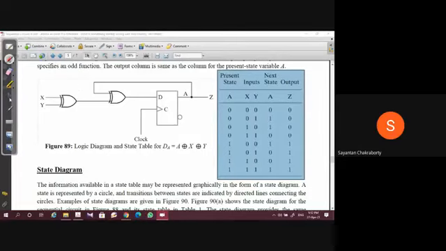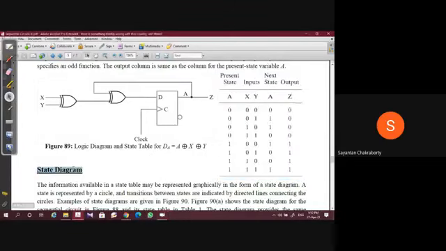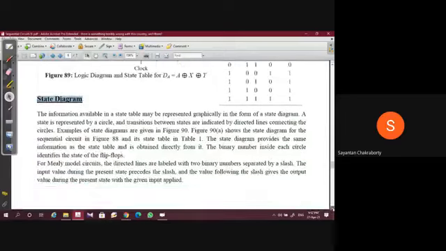Now the next important representation is a state diagram, which is nothing but a graphical representation. It conveys the same information as a state table, but only in a pictorial manner. It has certain advantages and certain limitations, but the advantages are much more. Any pictorial representation will help the designer or system engineer quickly relate the operations that are actually taking place. So let us see what a state diagram looks like.